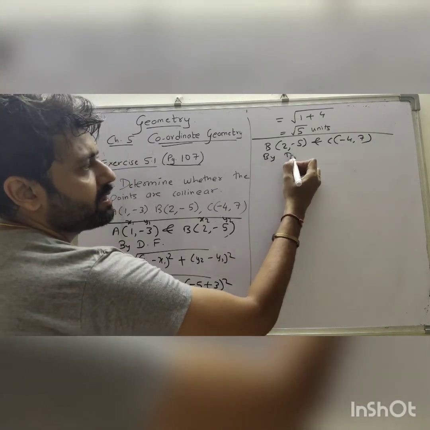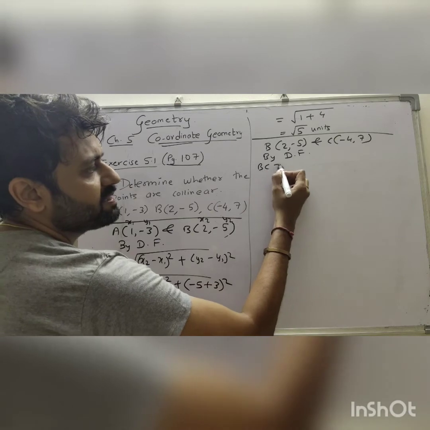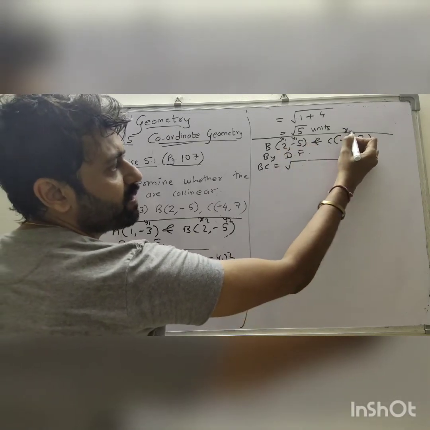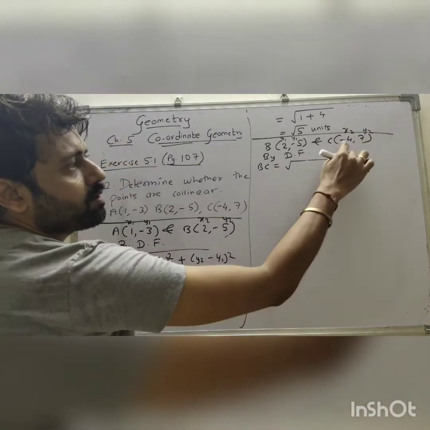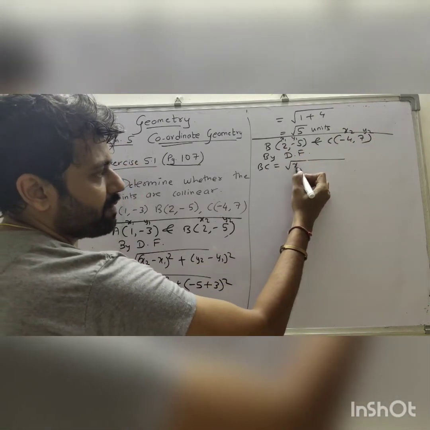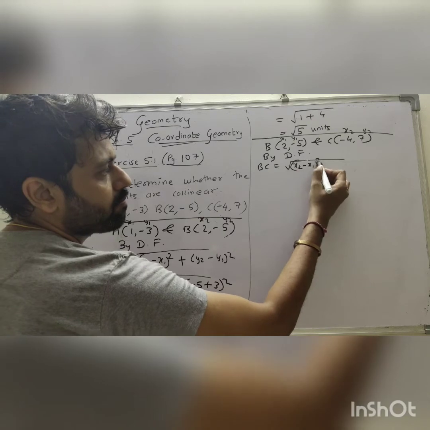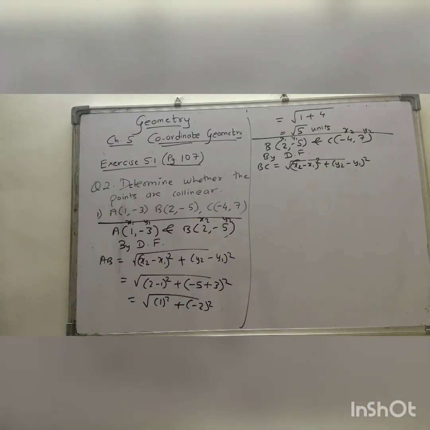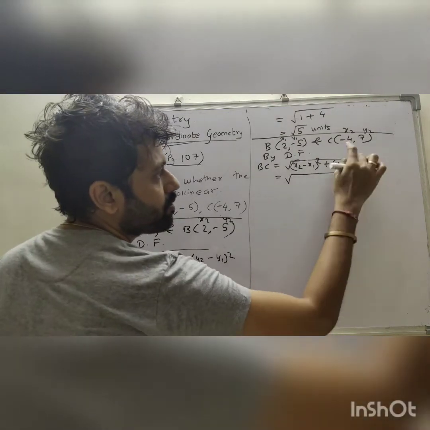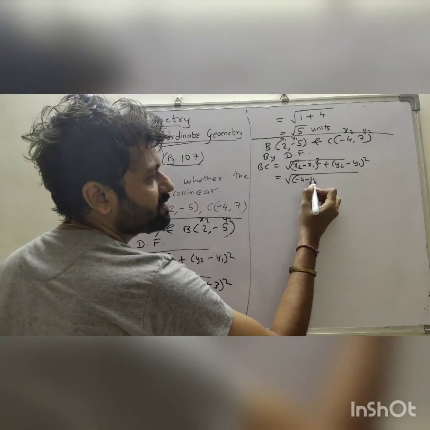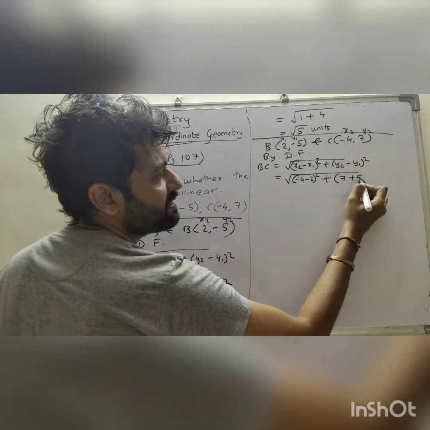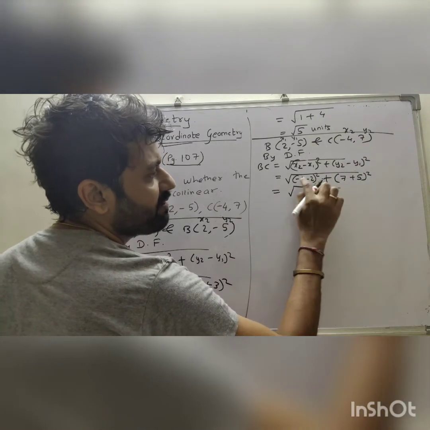By distance formula, we get BC is equal to, write x1, y1 and x2, y2. x2 minus x1 the whole square, I am writing the formula, plus y2 minus y1 the whole square is equal to minus 4 minus 2 the whole square plus 7 minus minus 5, that is 7 plus 5. This will give me minus 6.